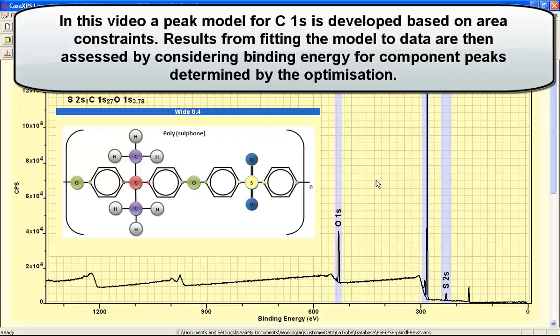If we look at the survey spectrum and put regions on the oxygen, the carbon and the sulfur 2s, and then quantify based on these 3 regions, we end up with 1 sulfur to 27 carbon to approximately 4 oxygen. And that would be consistent with this model here for the polysulfone. There are 4 ring sets of carbon atoms plus 3, so that's 27 carbon atoms. There are 4 oxygen, 2 associated with the sulfur and 2 as ether, and then we have 1 sulfur. So the empirical expression here is consistent with the sulfone model that we're going to use to construct the peak model.